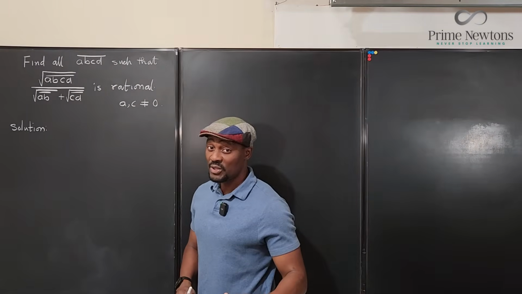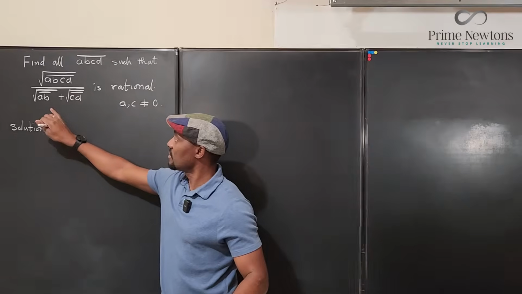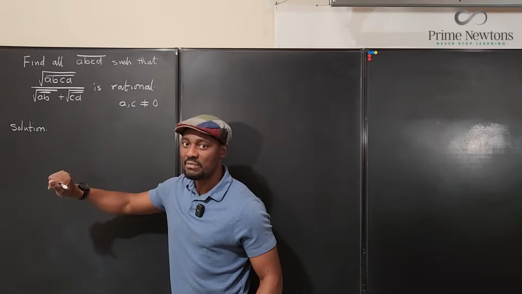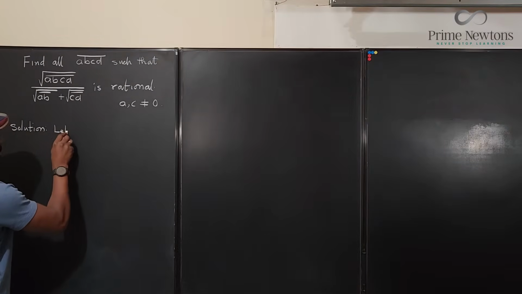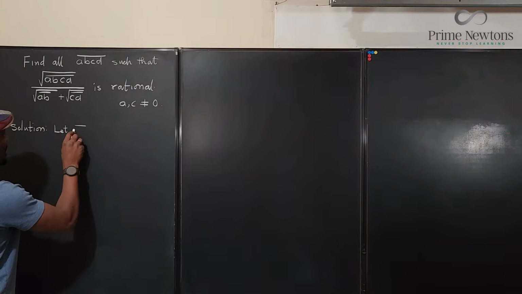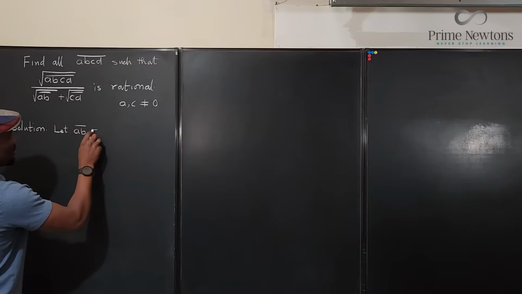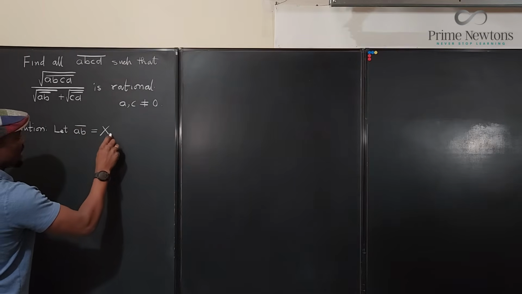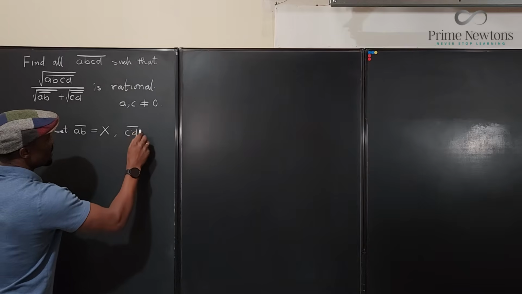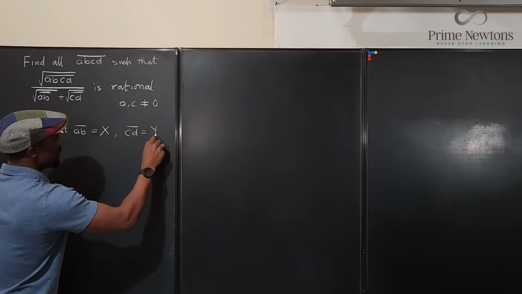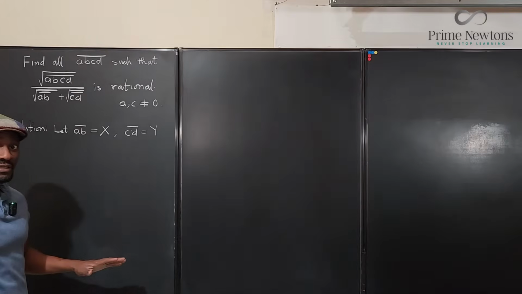So to begin the solution, it is better for us to give this AB a name. So we're going to say, let these two-digit number AB be equal to a giant X, and let CD be a giant Y. This is going to change everything.